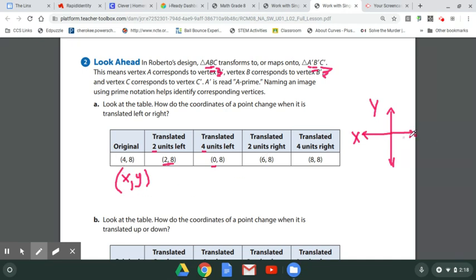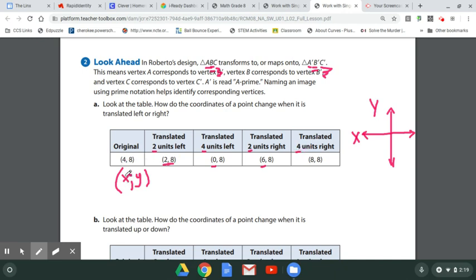Now we translate 2 units to the right from this xy coordinate pair. 2 to the right. And on the x axis, when you go right, the numbers get bigger. Okay? So it's still the x coordinate getting bigger by how many? 2. So 4, 2 bigger is 6.